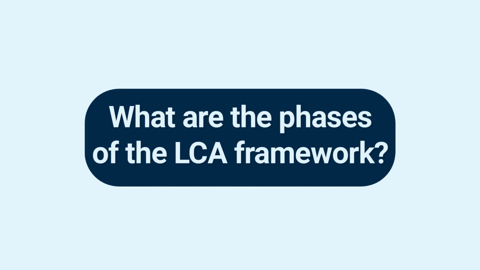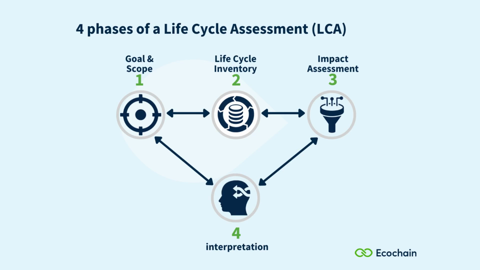But what are the phases of the LCA framework? And what does each phase entail? The LCA framework, prescribed by the ISO 14040, consists of 4 phases: the goal and scope phase, the life cycle inventory phase, or LCI, the life cycle impact assessment phase, or LCIA, and lastly, the interpretation phase.